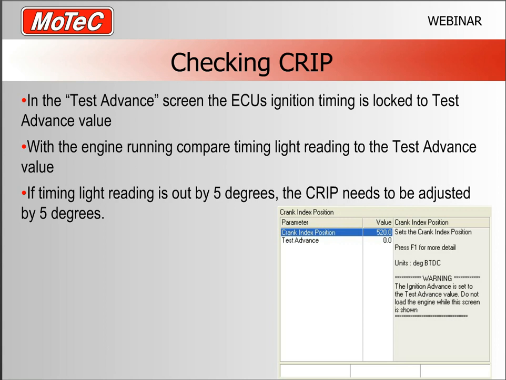Again, like I said, crank index position is in raw degrees. So whatever your timing light's out by, that's how much your CRIP is out by. Leaving the Test Advance at 0, you would adjust your crank index position by 5 and check it again. The timing light says 0 now, that matches our Test Advance, which means our CRIP is now correct. Even if you set a Test Advance of 10, the timing light should show 10. Once you go back out of this screen, the ECU reverts to using the main ignition table and all the compensations.